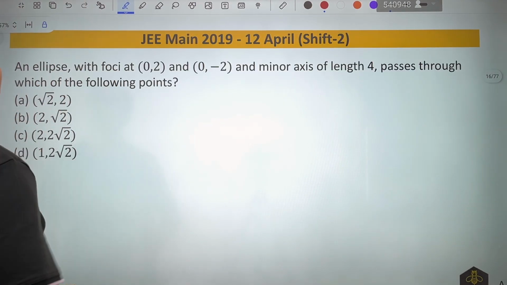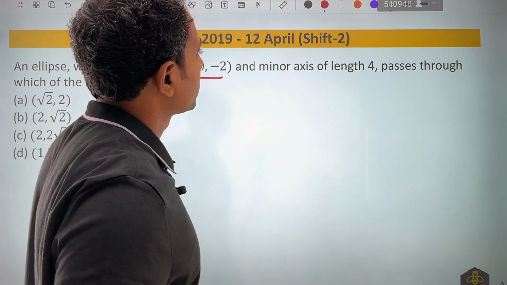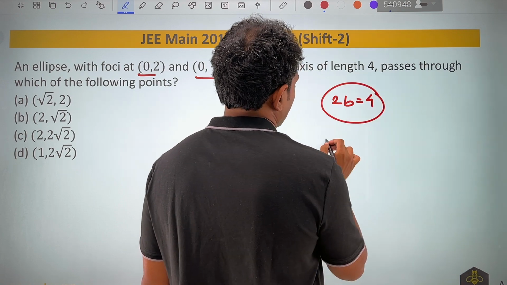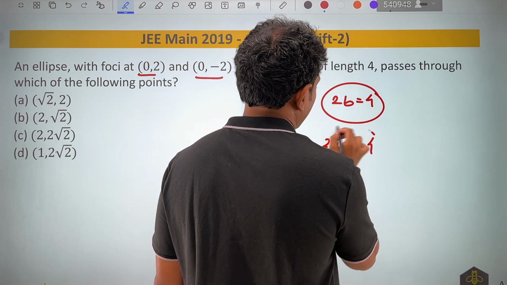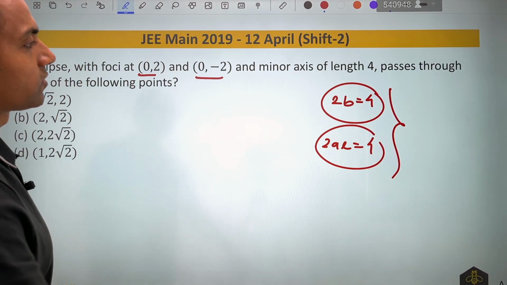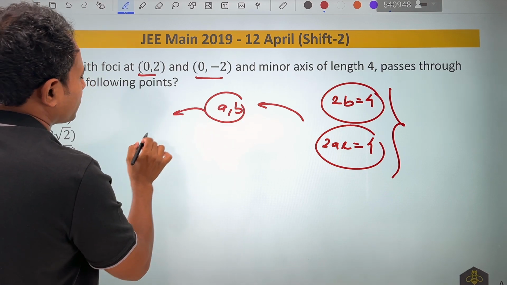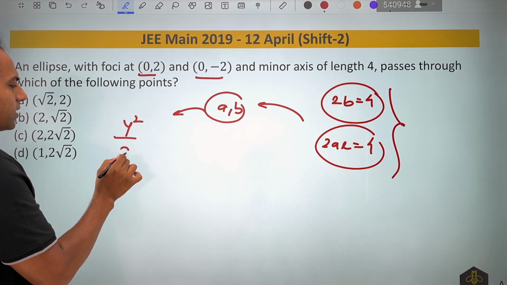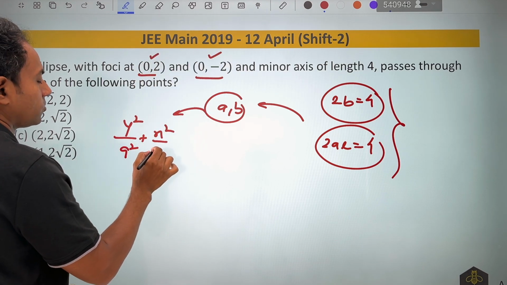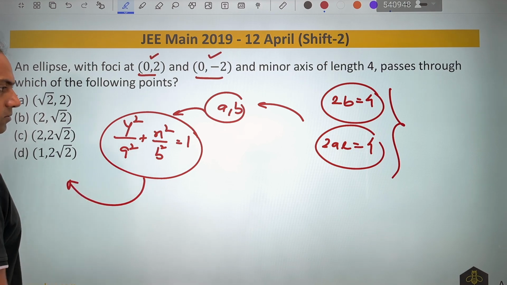Again in this next question, what they have given is an ellipse with foci at 0, 2 and 0, minus 2. And the minor axis as length. So twice of b is given as nothing but 4. Twice of ae will also become 4. Now we can solve these two equations and find the answer. Now what they want us to do is, using this, find the value of ab. Using this, find the value of y square by a square, because you can see the orientation of the foci. You might be able to understand the orientation of the ellipse. Once you have got this, check the options.